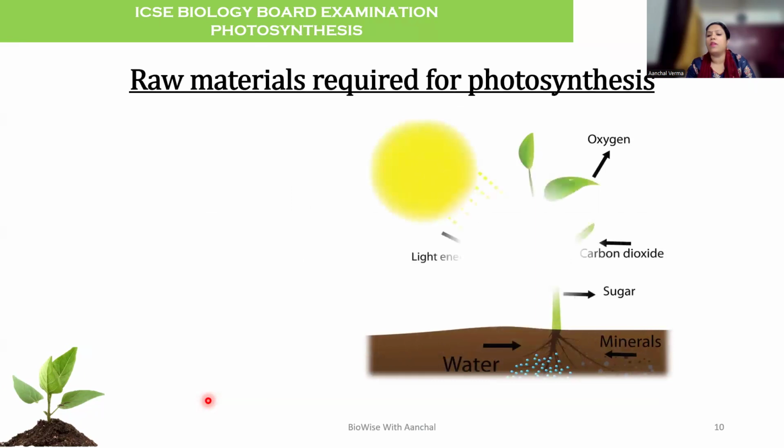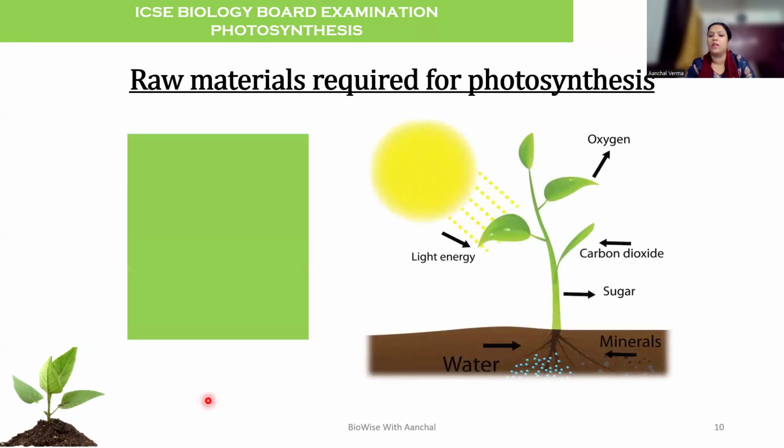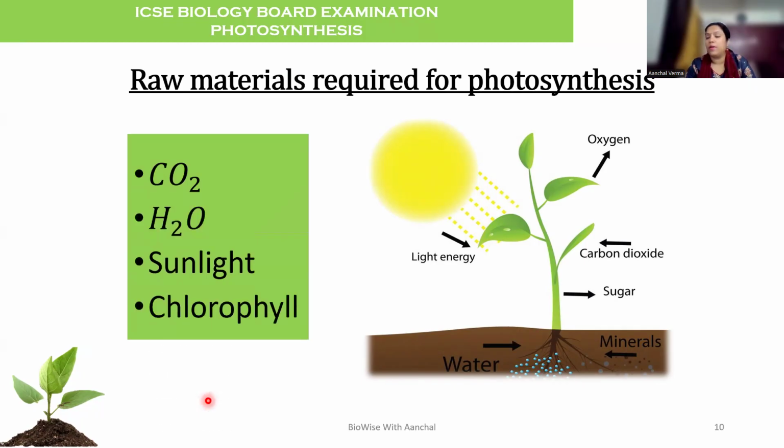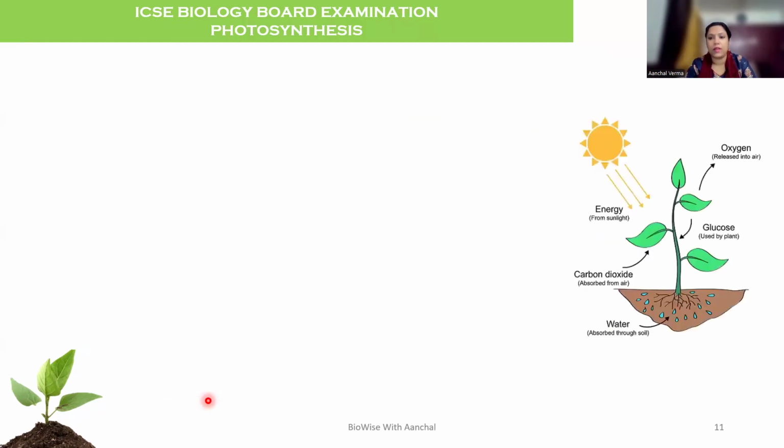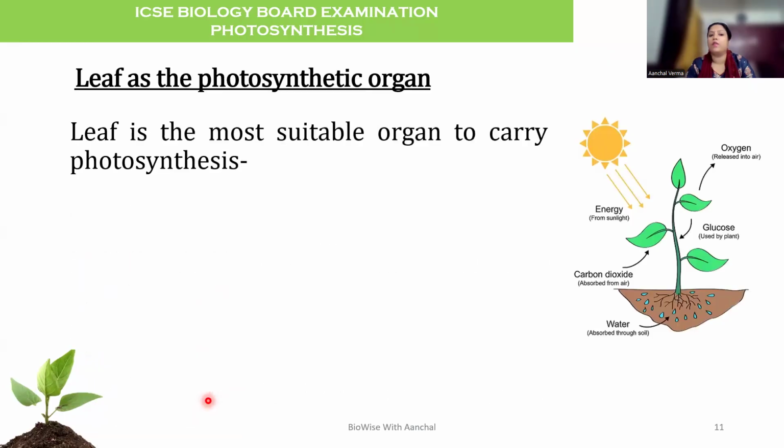What is the raw material for the process of photosynthesis? You can see here the raw material is carbon dioxide, water, sunlight, and chlorophyll. Please remember, this is so basic, right? Next one, leaf as a photosynthetic organ. Why is the leaf a photosynthetic organ?